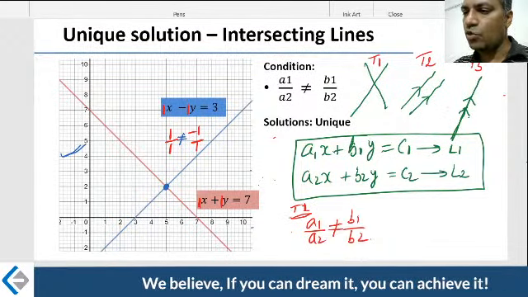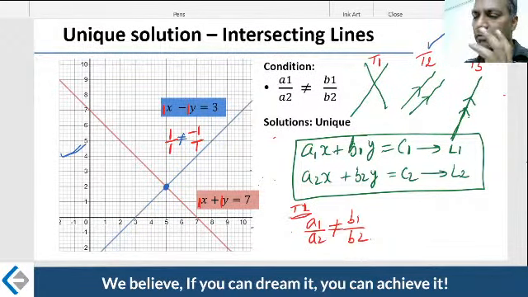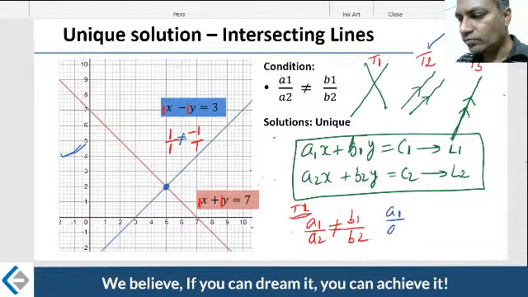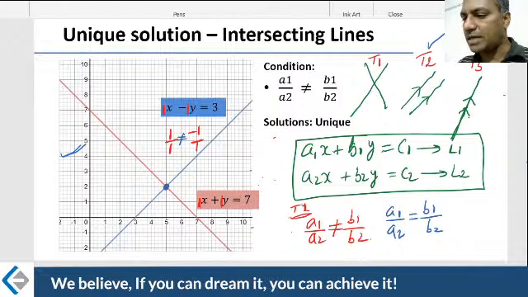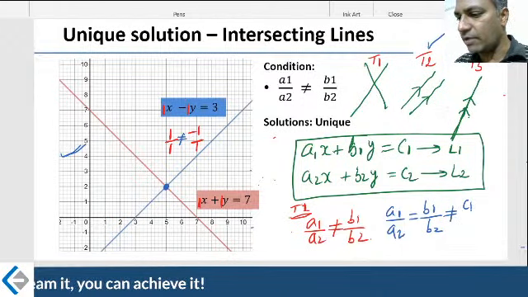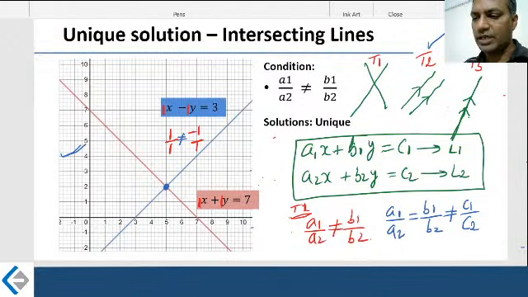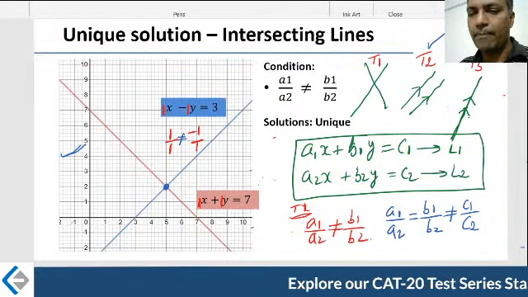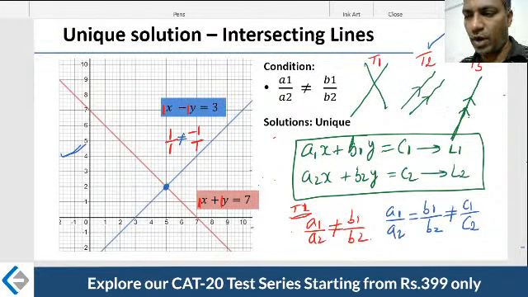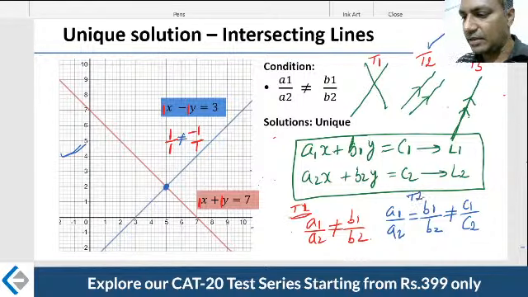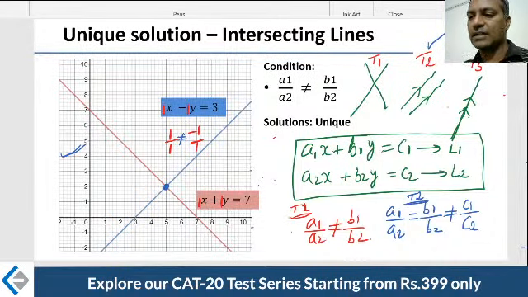Second one. When do we say that the lines are parallel? When a1 by a2 is also equal to b1 by b2, but not equal to c1 by c2. The ratio of the coefficient of x matches the ratio of the coefficient of y, but the ratio of constant terms is not matching. That gives me the type 2 kind of line. That is the condition to understand that the lines are parallel.